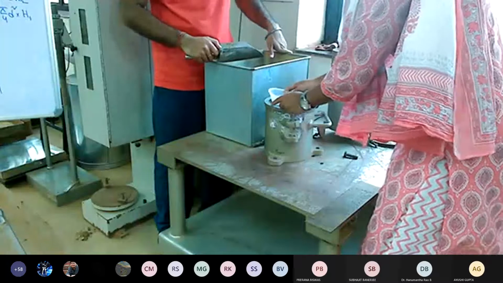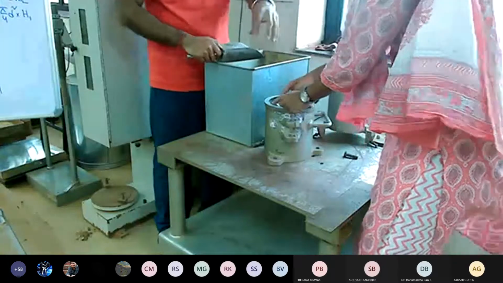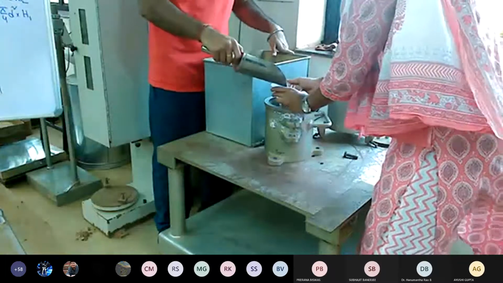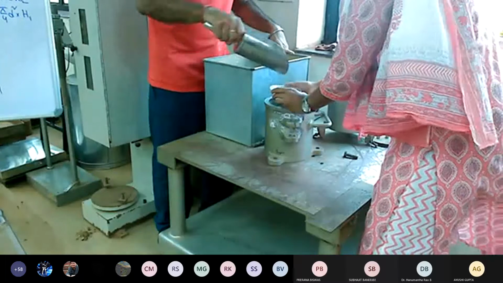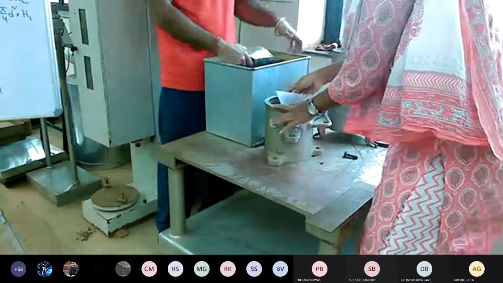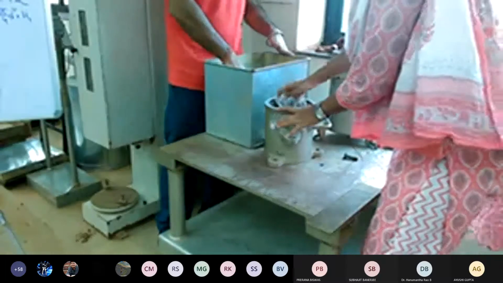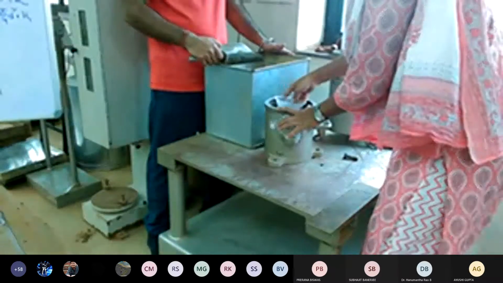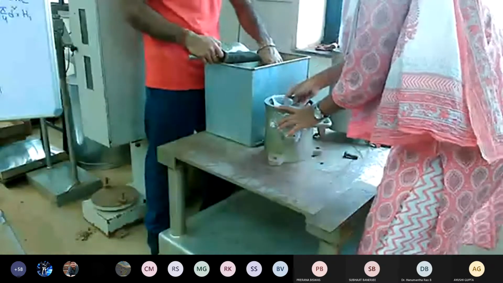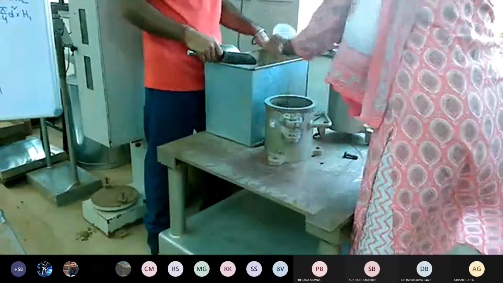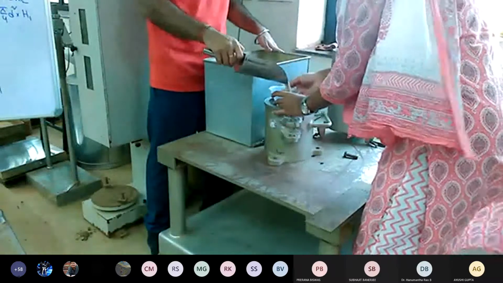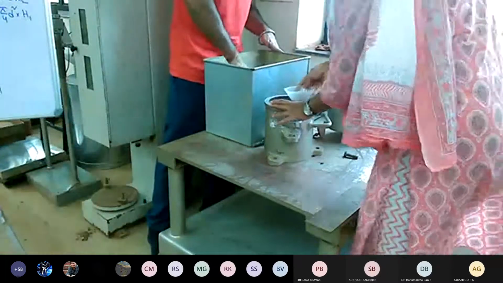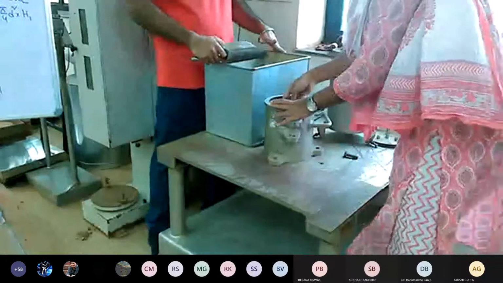Here you can notice that when they are pouring the sand, they are making sure that it is poured uniformly at any given level. Another important point you can notice is that we are not applying any kind of external perturbation, so that there is no densification. We are trying to make as loose a state as possible.